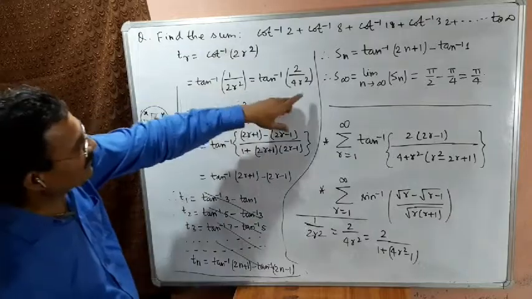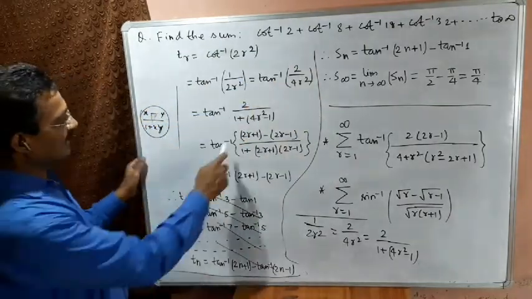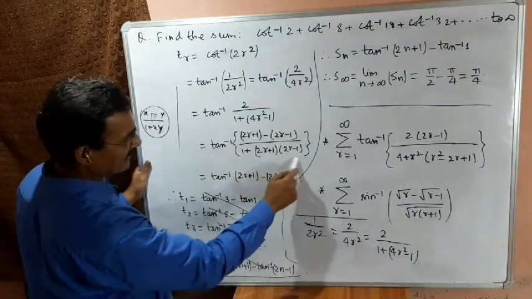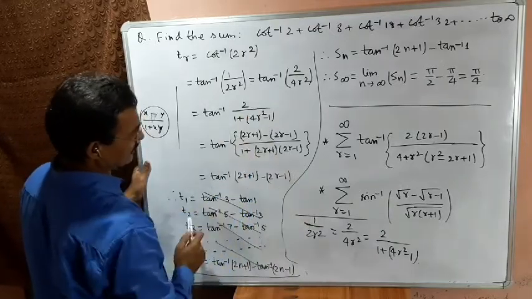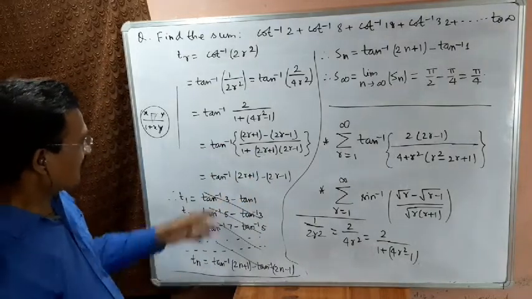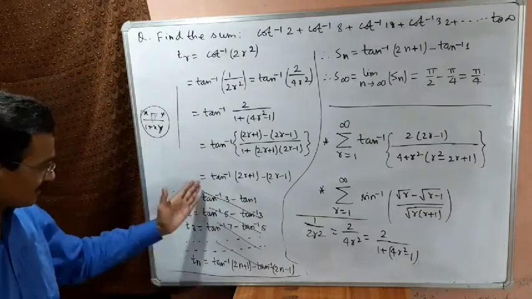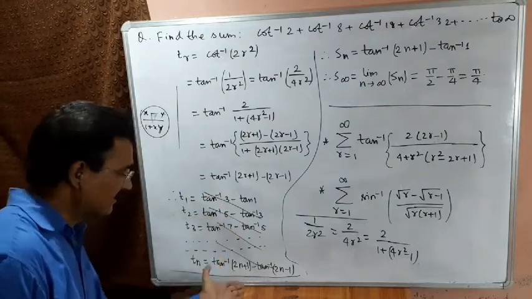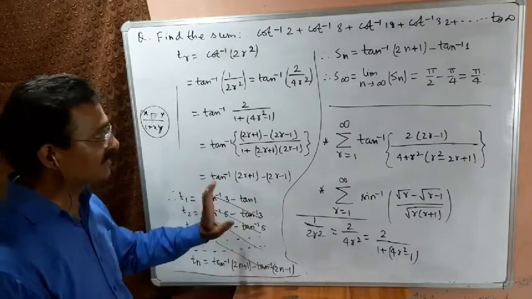Therefore, first of all, we multiplied by 2 in the numerator and denominator. Then plus 1 minus 1, we factorize this and split it into 2 factors, and now by hit and trial, this minus this gives 2. Therefore, this becomes the form tan inverse x minus tan inverse y. Now putting r equals 1, 2, 3, in this expression, corner-wise all terms will be cancelled out. We will get tan inverse of 2n plus 1 minus tan inverse 1.